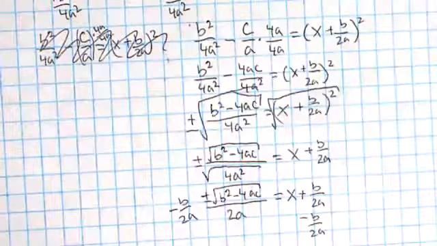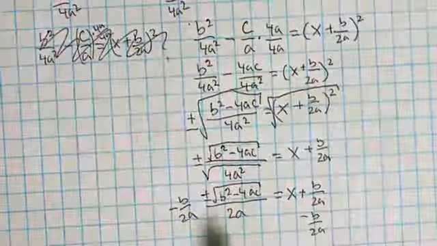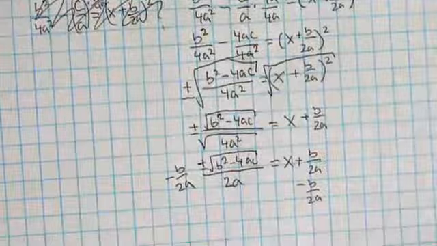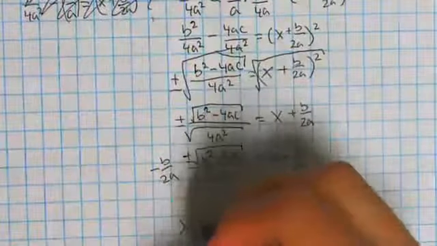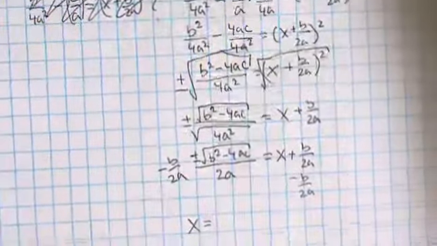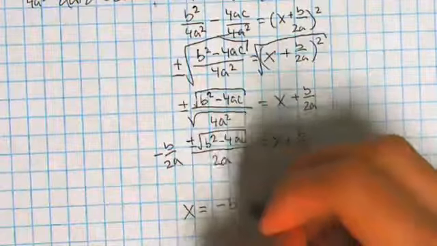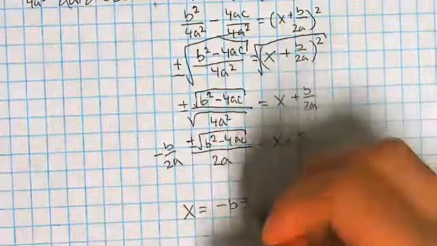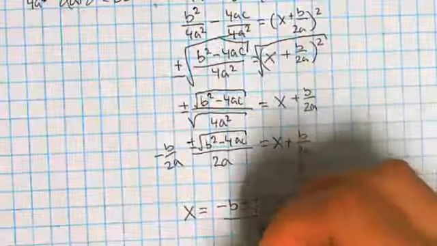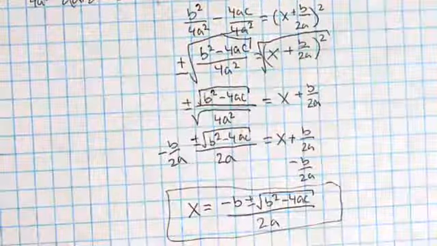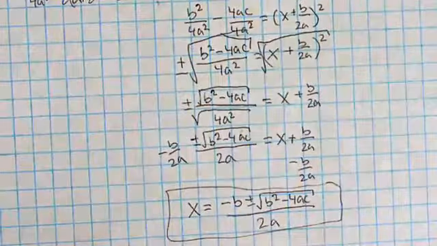And one thing you're going to notice immediately is that since these two fractions share the same denominator, we can combine them as we normally would. And that yields the quadratic formula, which is x is equal to negative b plus or minus the square root of b squared minus 4ac, all divided by 2a. And that is the derivation of the quadratic formula.